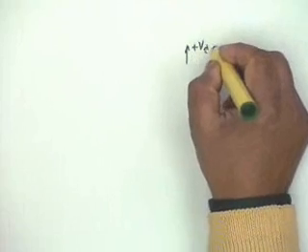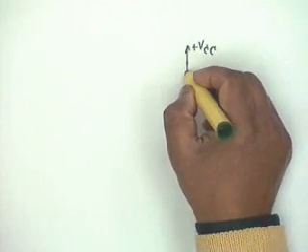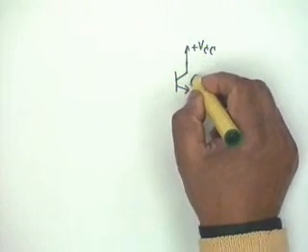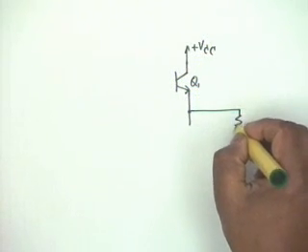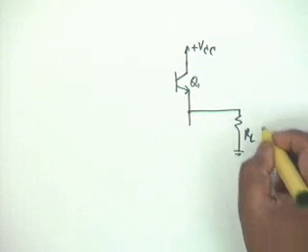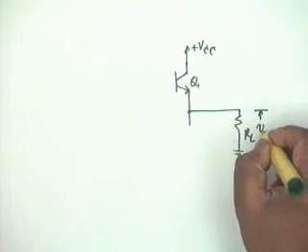You have a plus VCC and the main transistors Q1 and Q2. From here it goes to RL, and this is V0T.